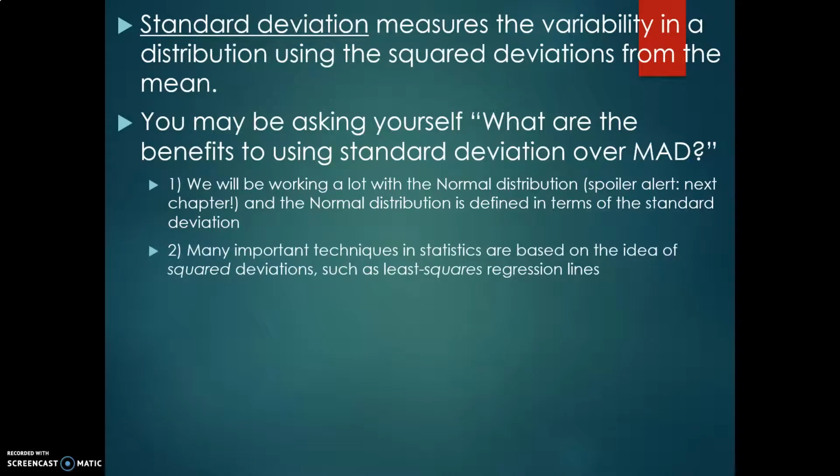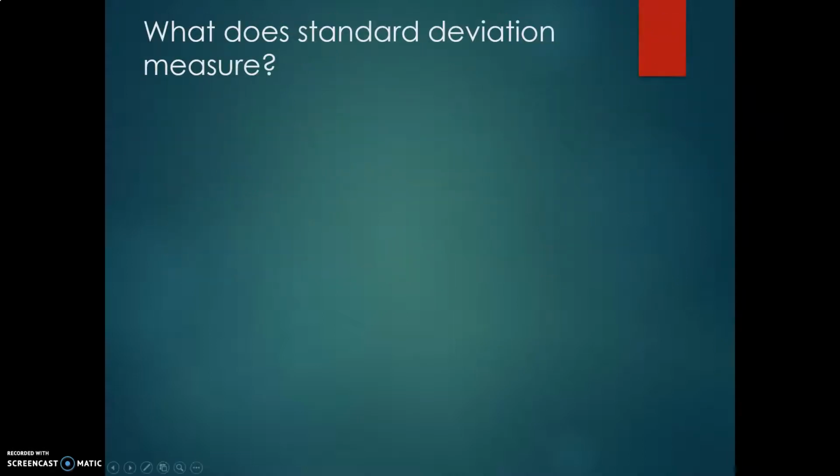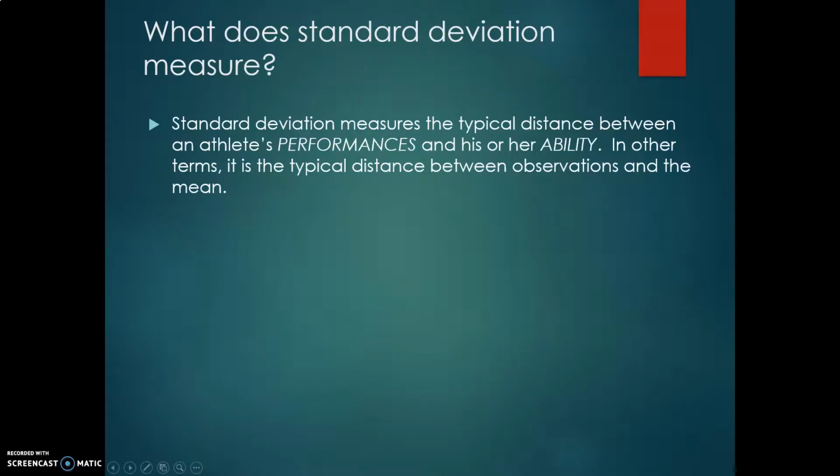There are also a lot of different techniques in statistics where you'll deal with the squared deviations, one of which is the least squares regression lines. We won't get to those in this course, unfortunately, but in a lot of statistics courses, you will. So what does standard deviation measure? Standard deviation measures the typical distance between an athlete's actual performance and his or her ability. In other words, it's just the typical distance between the observations that we find and the mean of the data.